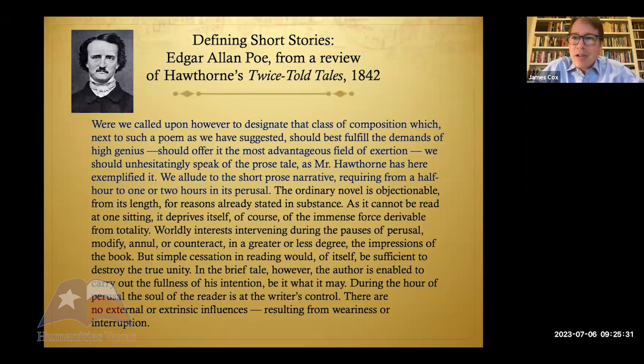One from Edgar Allan Poe. I saw that someone in the room said The Masque of the Red Death was one of their favorite stories. So here's Poe again for you, for everybody actually, but for the person who loves Poe. This is what Poe says.